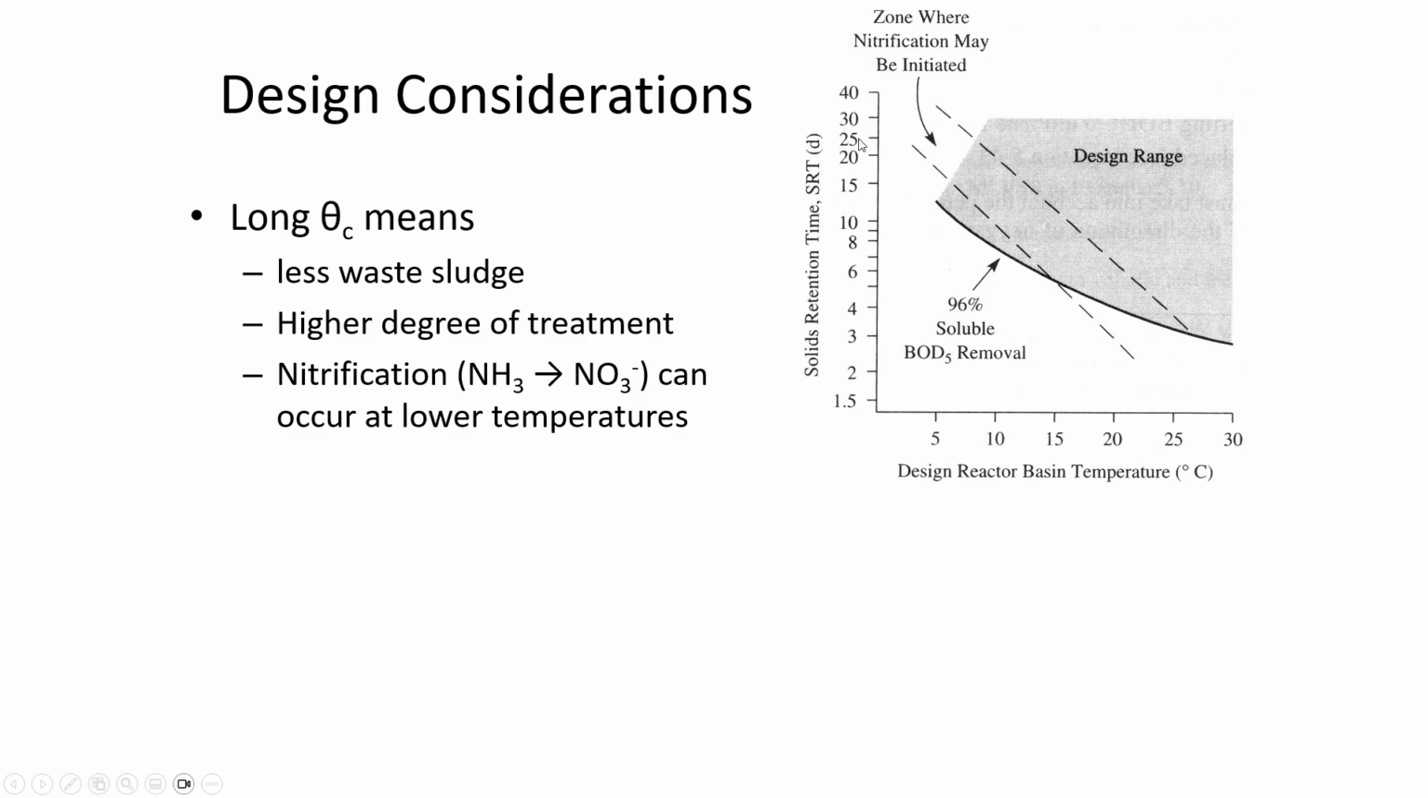So here you can have some combination of either a long solids retention time or warm temperatures to be in the design range. And then this figure is also showing a certain range where nitrification will occur. And nitrification is the removal of nitrogen, which is typically very stimulating to aquatic plants. It's a nutrient that we want to remove if possible. And so if you have a long mean cell residence time, it has a variety of advantages. It means that you're going to have less waste sludge, you're going to have a lot of BOD being broken down, and the removal of nitrogen is good as well.